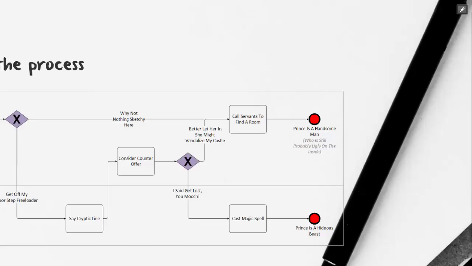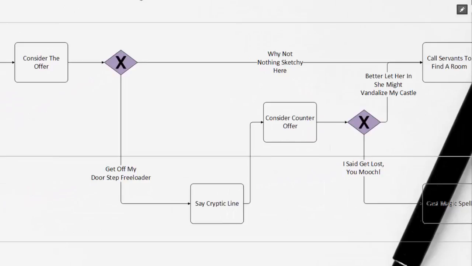Now let's explore the other path in our exclusive gateway, which is what happened in the actual movie. Following our path down from the exclusive gateway, we can see that the prince pushes away the old beggar. At this time, the beggar proceeds to say a very cryptic line. Following our process map further, we can see that the next task belongs to the prince, where he's considering this counter offer yet again, if he should accept the rose in exchange for shelter.